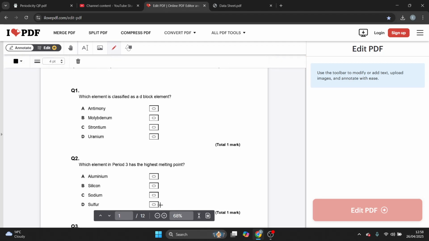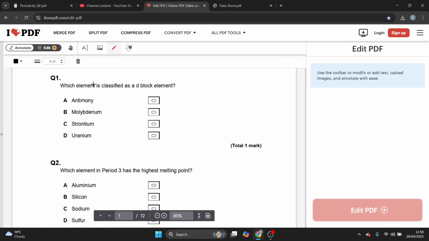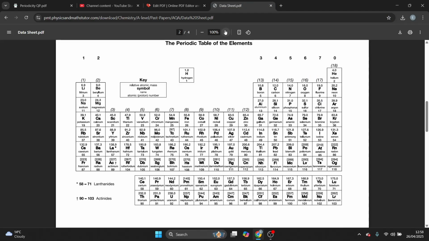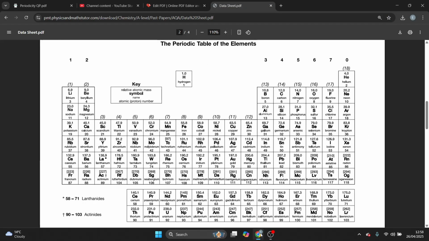Question 1, which element is classified as a D block element? D block elements are in the middle of the periodic table. So if you imagine this is the periodic table, that's S, that's D, that's P, and that's F. It's not SPD, it's SDPF. So if I go here, look in the middle, you guys see the periodic table as you can.